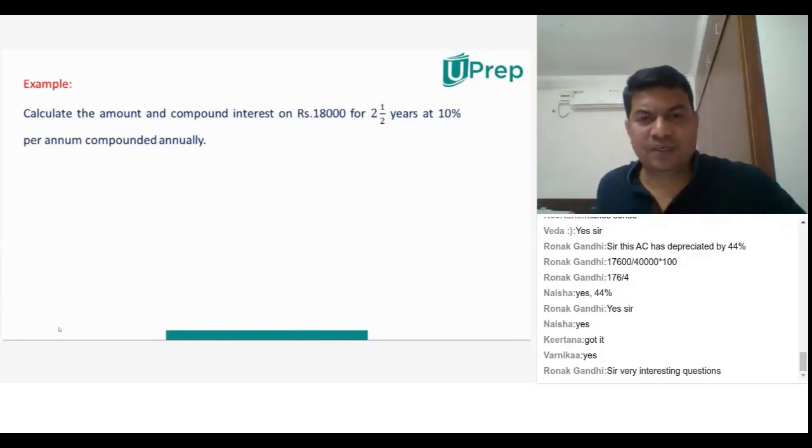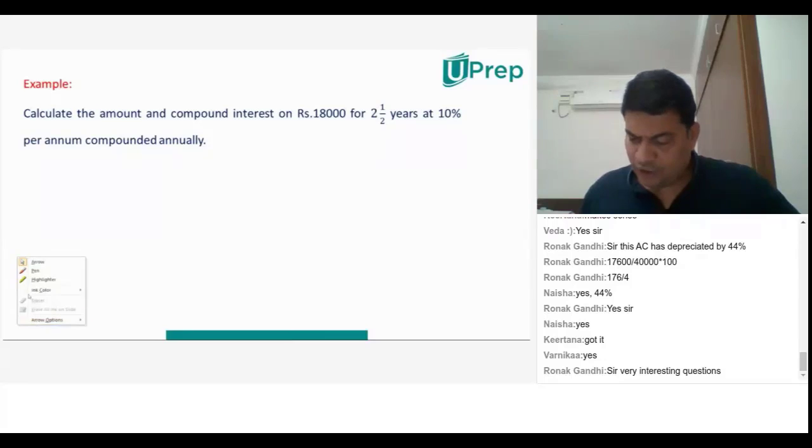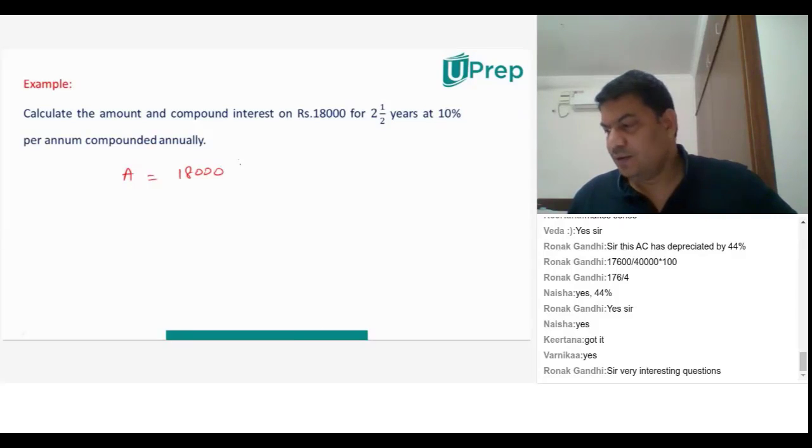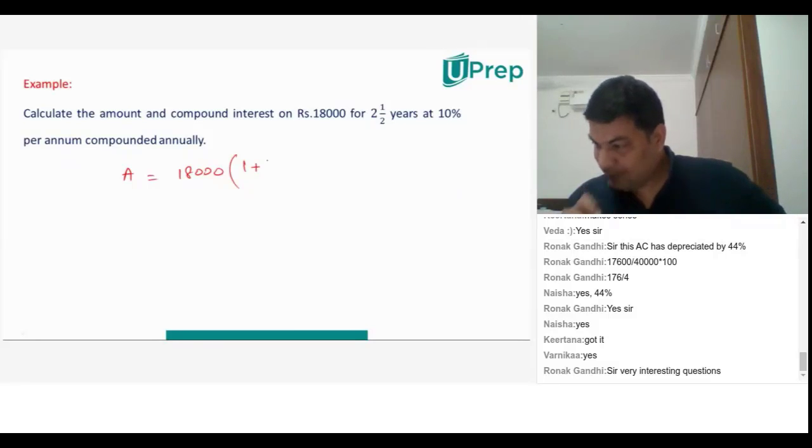This is an easy question. Calculate the amount and compound interest. Let's not waste time. Calculate the amount and compound interest on 18,000 for 2.5 years at 10%. Amount is equal to principal, which is 18,000, for 2.5 years at 10% compounded annually. Compounded annually, so 1 plus.